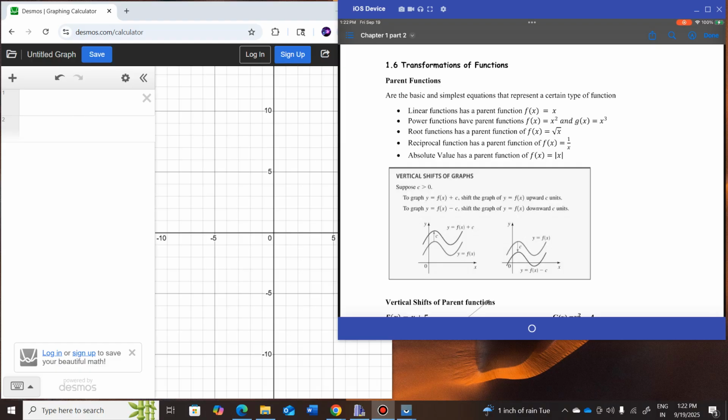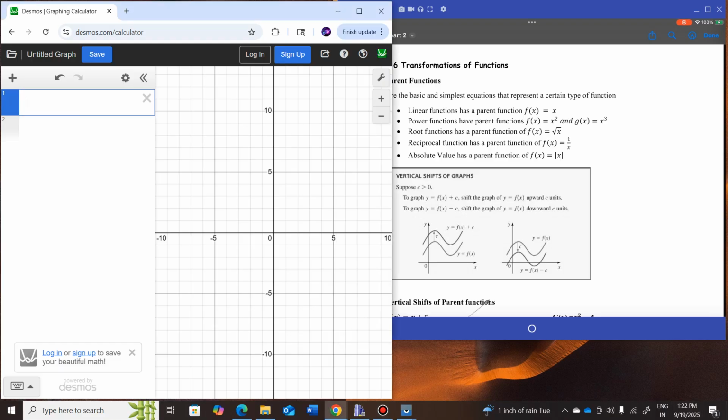So for example, linear functions. The parent function is f of x equals x or y equals x. So we can plug that in. Actually, I'm going to do the function notation. And we see it's just a straight line. And some common points it goes through are 1, 1, and point negative 1, negative 1. Okay, so these are points on the graph.